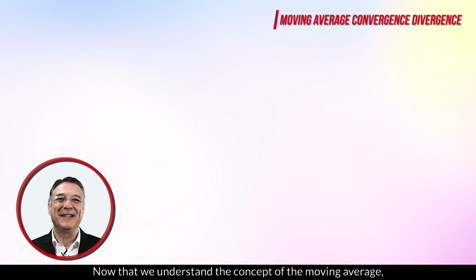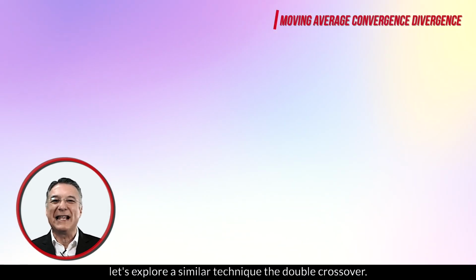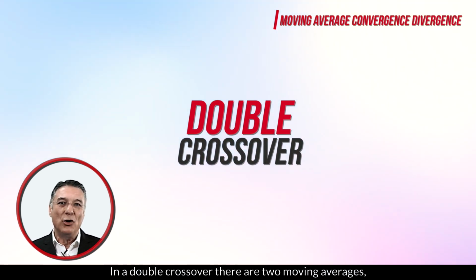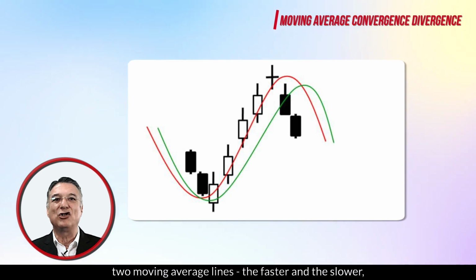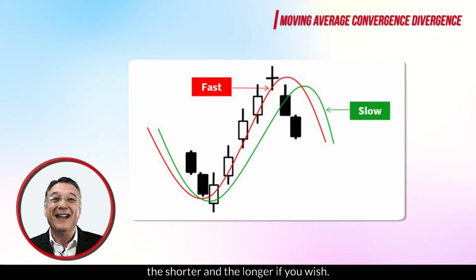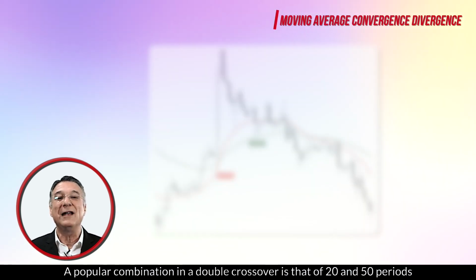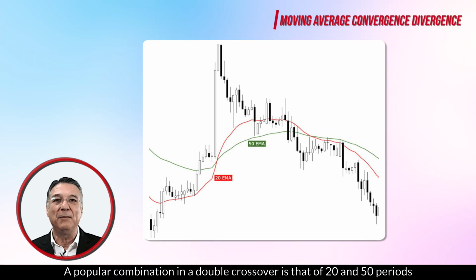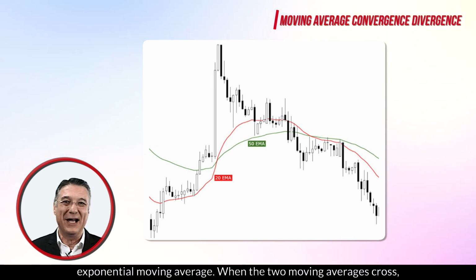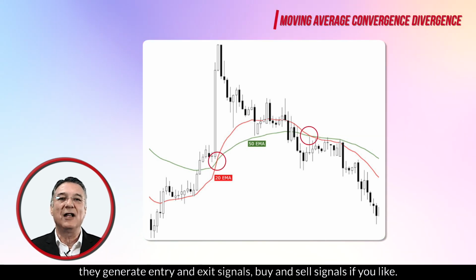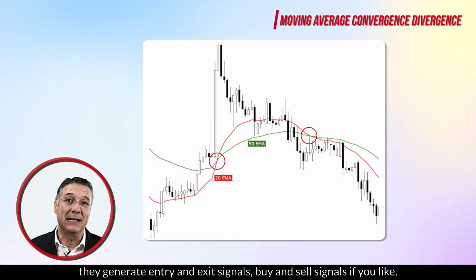Now that we understand the concept of the moving average, let's explore a similar technique, the double crossover. In a double crossover, there are two moving average lines, the faster and the slower, the shorter and the longer if you wish. A popular combination in a double crossover is that of 20 and 50 periods exponential moving average. When the two moving averages cross, they generate entry and exit signals, buy and sell signals if you like.